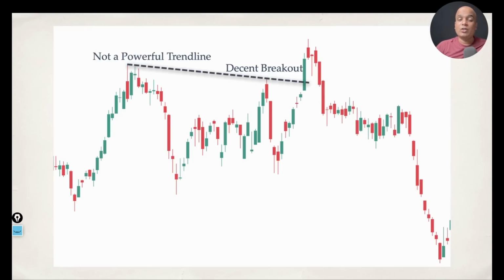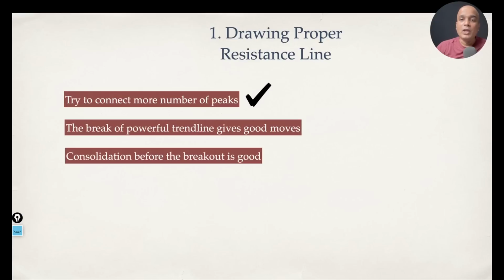So that is why you should always try to locate a powerful trend line and the breakout of a powerful trend line. See, in this case, it didn't give a very good move on the upside, right? In fact, it moved downside actually. So I hope this is clear, right? The break of a powerful trend line gives very good moves on the upside.